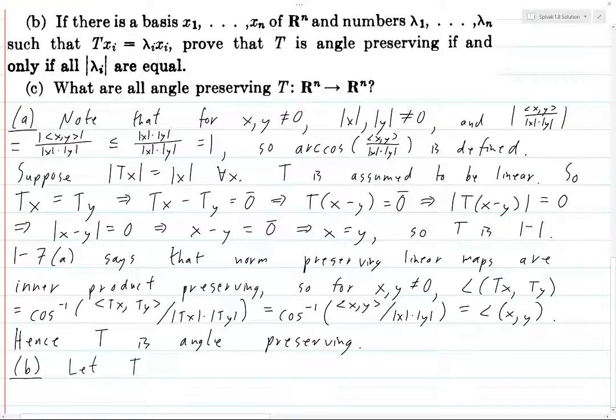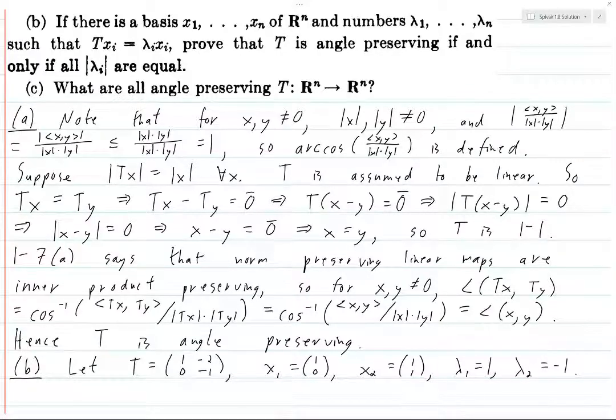Let T be the linear transformation from R2 to R2, given by the matrix 1, 0, -2, -1. Then x1 is just going to be 1, 0, and x2 will be 1, 1. Lambda 1 is 1, and lambda 2 is -1. So we need Tx1 to be lambda 1 x1, and we need Tx2 to be lambda 2 x2.